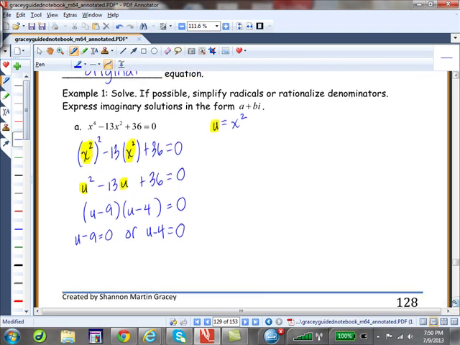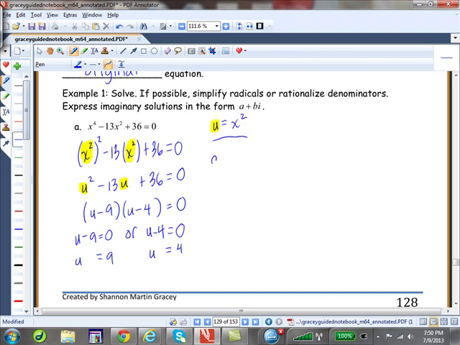And we'll have u is equal to 9 or u is equal to 4. Now here's the trick. You've got to go back because we don't want u, we want x. So what we're going to do is come over here. We got two results for u. So this was our substitution.